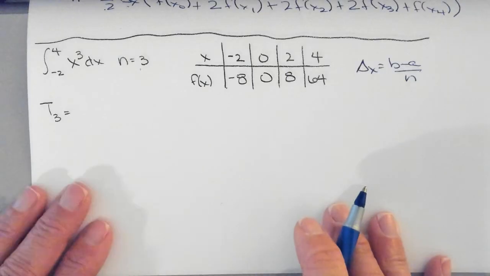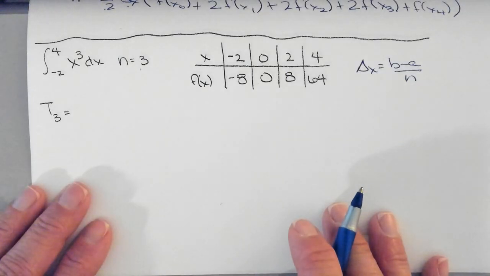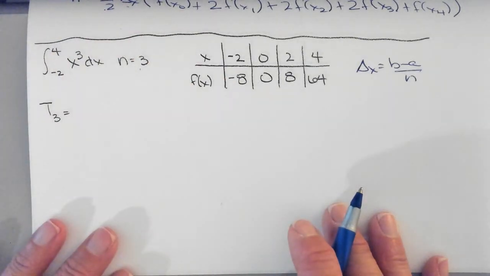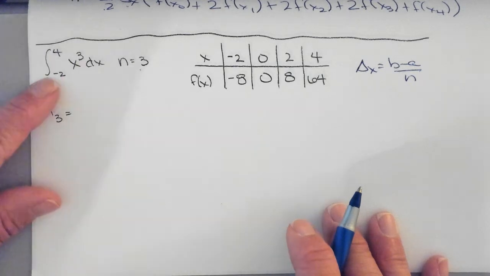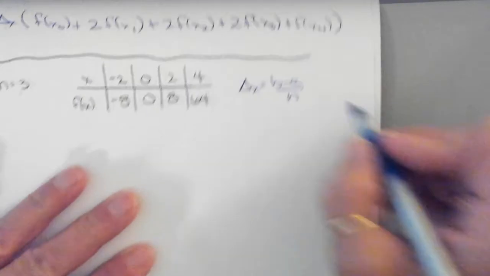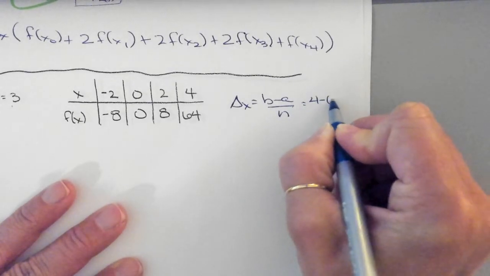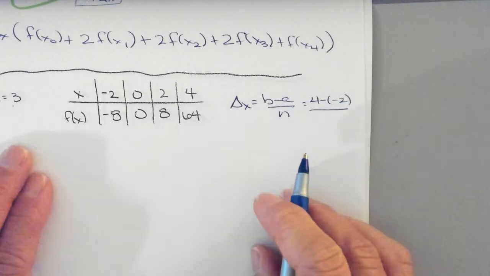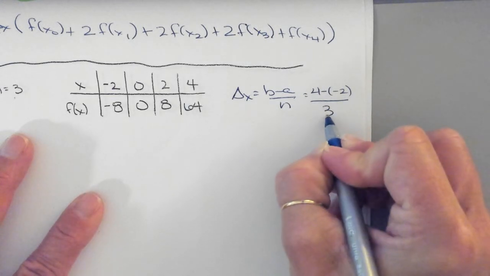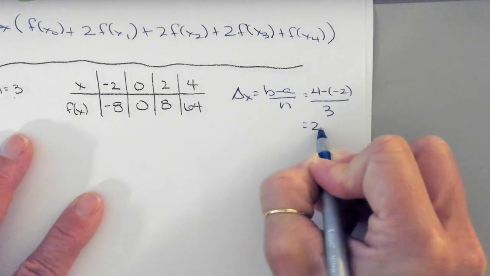Okay, I'm looking here. What is b? What is a? Look here. It's somewhere. What's b? It goes from a to b. So it's 4 plus 2. Yeah, because this is going to be 4 minus a -2 divided by, n represents the number of trapezoids in this case, divided by 3. So delta x is equal to 2.